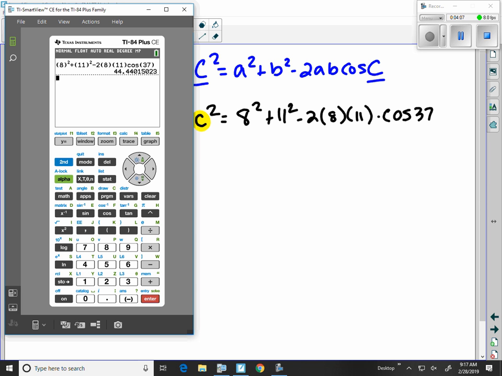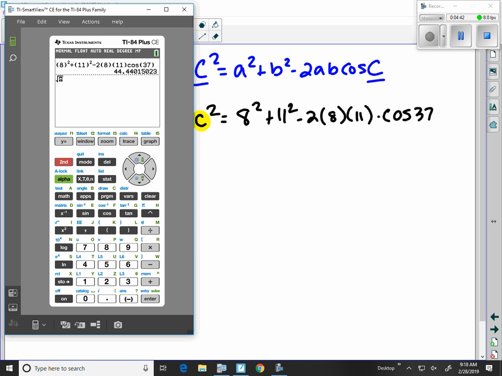Here's what you do. Once you have this answer there, you're going to press second. Everybody say second. Then you're going to press the x squared, which gives you the square root. Then you're going to press second again, and you're going to press the negative sign. If you look right above that negative sign, you'll see ANS, which stands for previous answer.